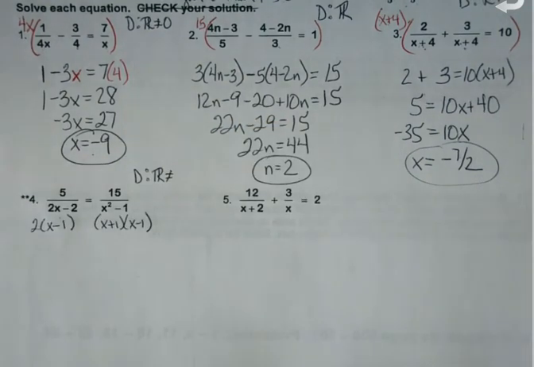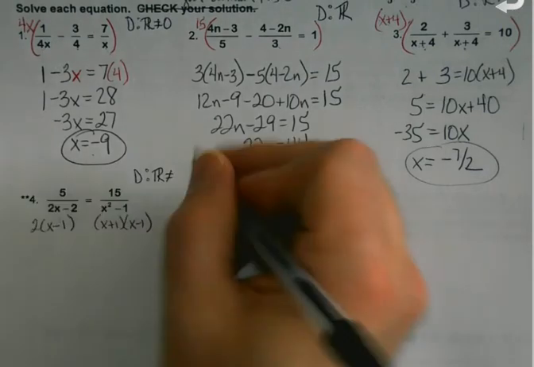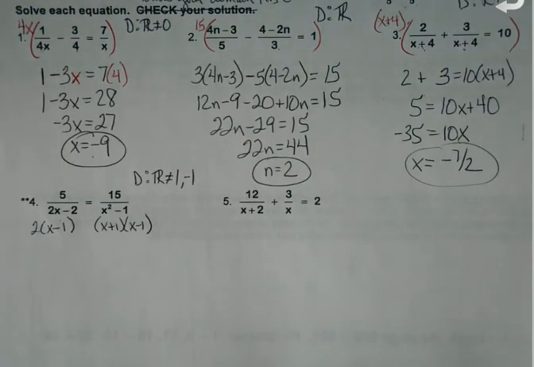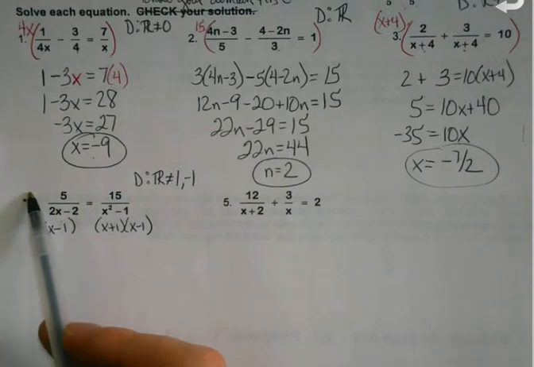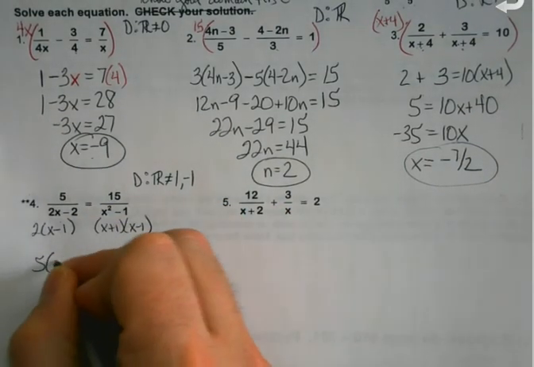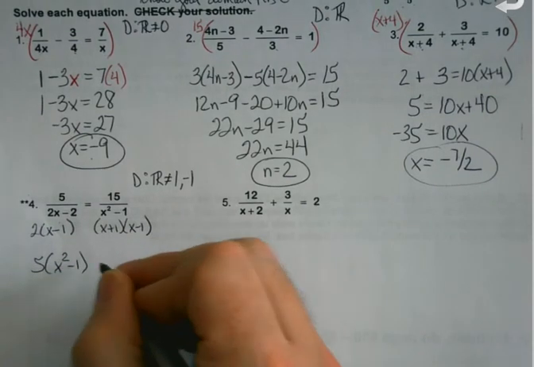Where do the bad values lie? 1 and -1. So if I get either of those as an answer, that's trouble. And like I said, you could either at this point find the least common multiple and multiply, but I always say if it's just one fraction on each side, I'm going to cross multiply and just go after it that way.